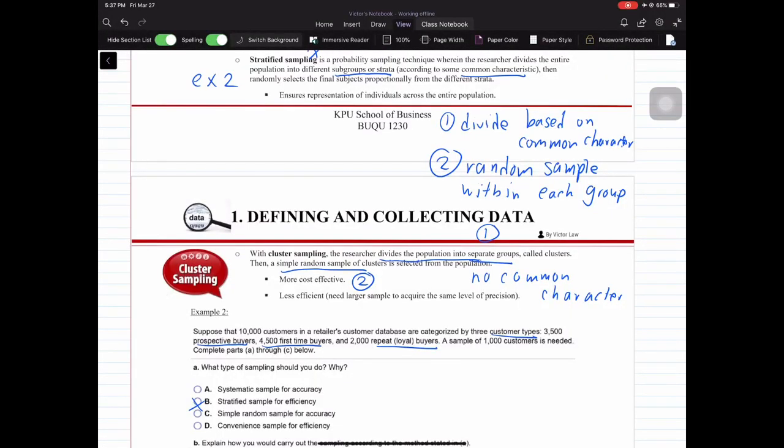The 4th type of probability sampling is cluster sampling. Cluster sampling is when we divide the population again into separate groups called clusters, and then we randomly sample within each group. The difference between cluster sampling and stratified sampling is that for cluster sampling, there are no common characteristics within each group. So we randomly divide the population into different groups, and then we randomly sample within each group. That's cluster sampling. Stratified sampling is when we divide the population into different groups based on common characteristics, and then we randomly sample within each group.